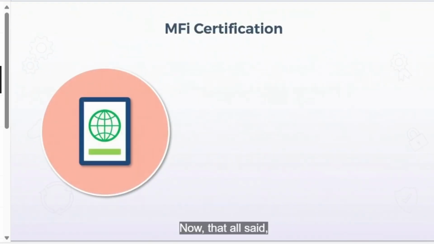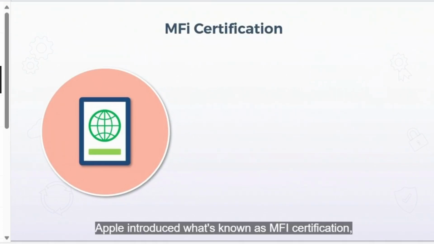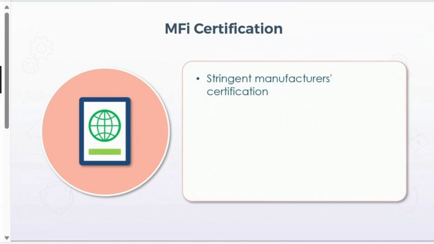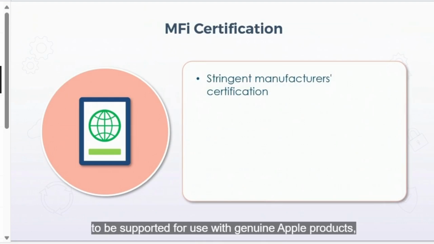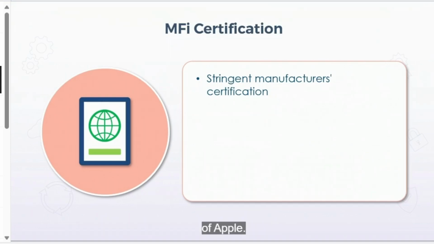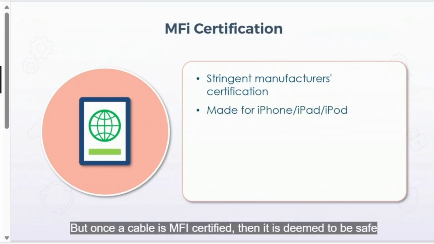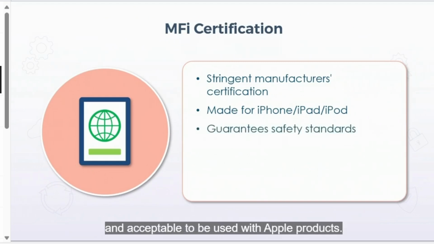Now, that all said, once non-Apple Lightning cables started to become more common, Apple introduced what's known as MFI certification, which allowed the cables of other manufacturers to be supported for use with genuine Apple products, provided they were certified to meet the stringent specifications of Apple. MFI itself simply stands for Made for iPhone, iPad, or iPod. But once a cable is MFI certified, then it is deemed to be safe and acceptable to be used with Apple products. So if you are going to purchase a non-Apple cable, you should look for the MFI certification.